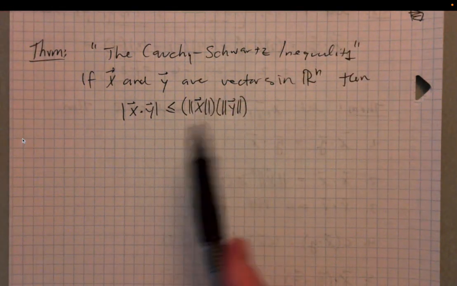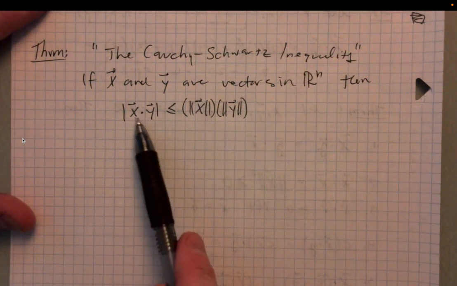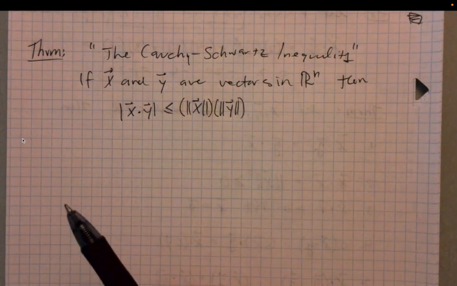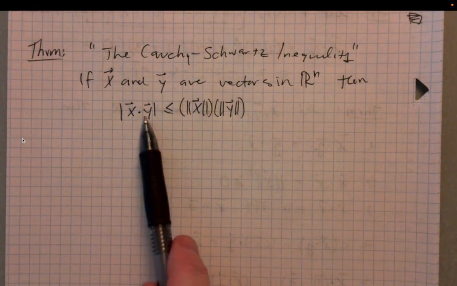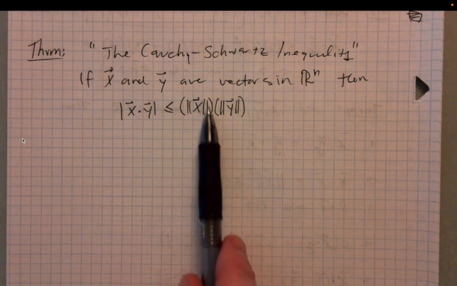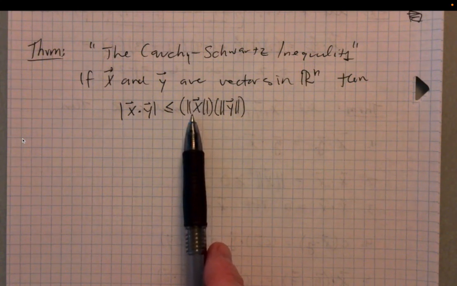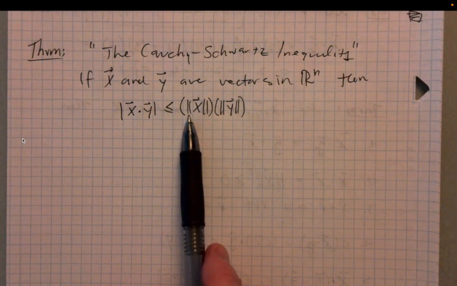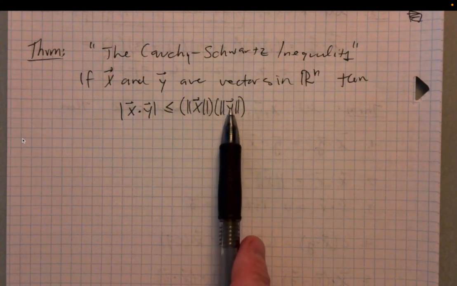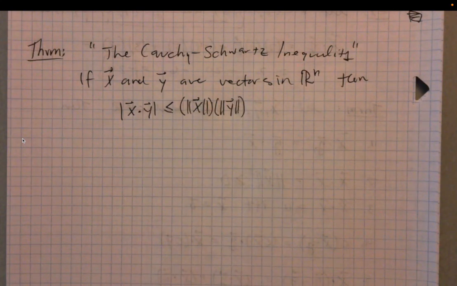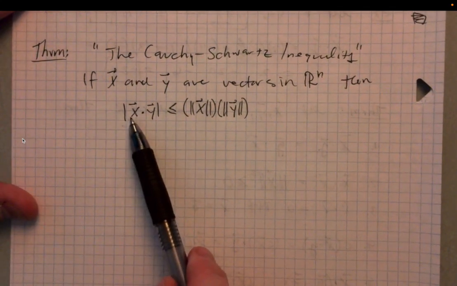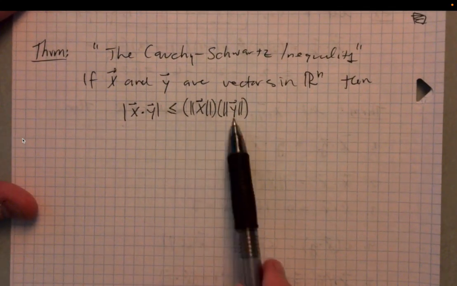So careful with the notation here. Over here you've got single bars, that just means we're talking about an absolute value, right? So x dot y is going to give you a real number, could be positive, could be negative. This is the absolute value of that. And then over here, this is the norm of x, so this is x1 squared plus x2 squared plus dot dot dot plus xn squared, take the square root of it. That's the norm of x. Same thing for y. Identify the two norms, multiply them together. And the Cauchy-Schwarz inequality says that in all cases, the absolute value of the dot product is less than or equal to the product of the norms.